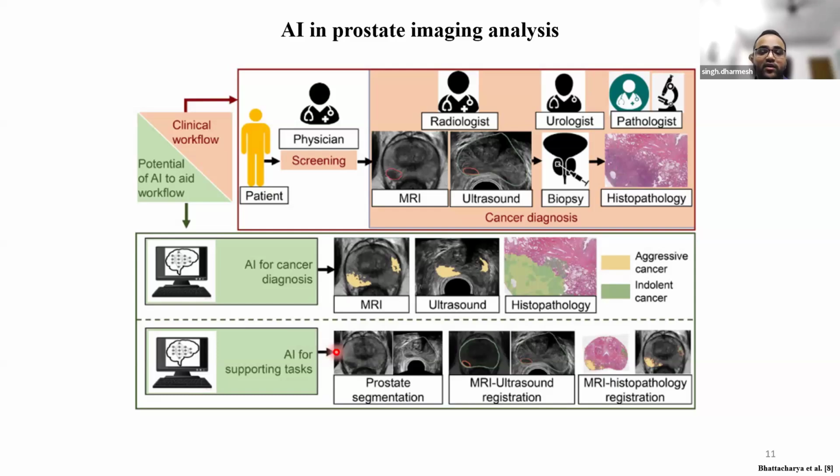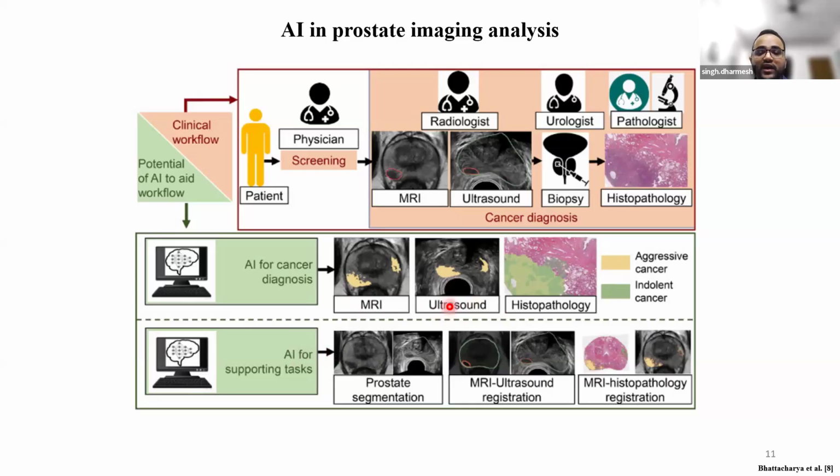highlighting suspicious areas. For example, in the MRI or ultrasound shown here, AI highlights the potential lesions and even distinguishes between aggressive cancer, in yellow, and indolent cancer, which is the green part. That is sometimes critical for treatment decisions.